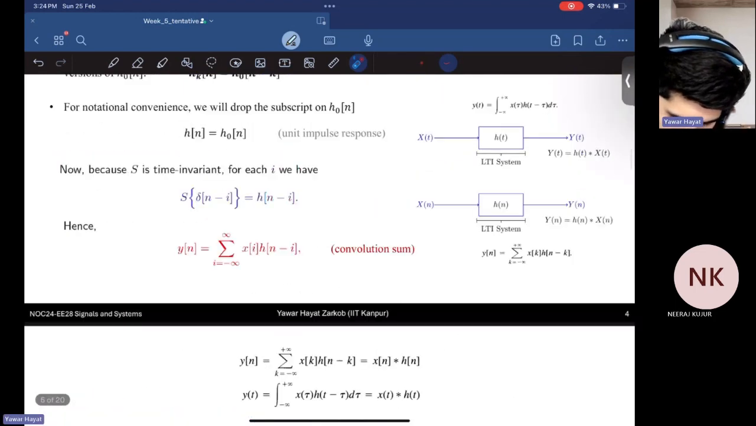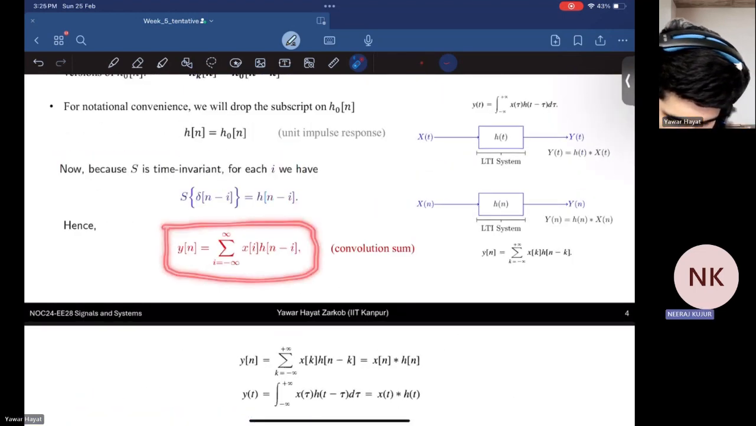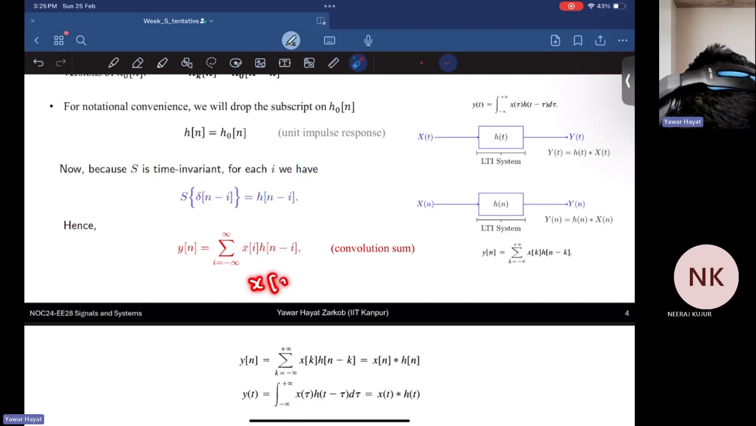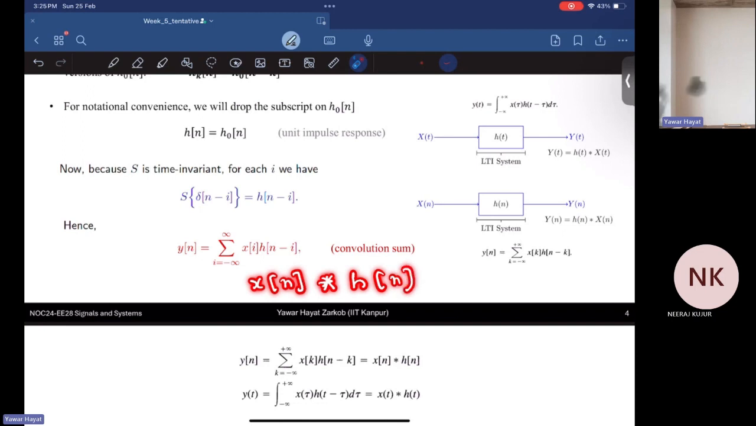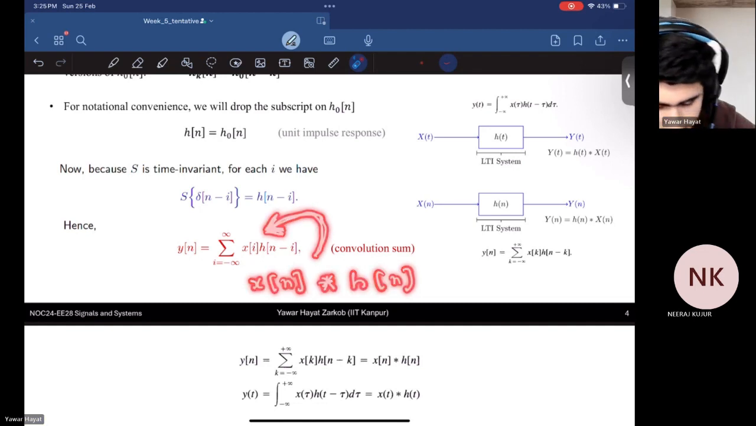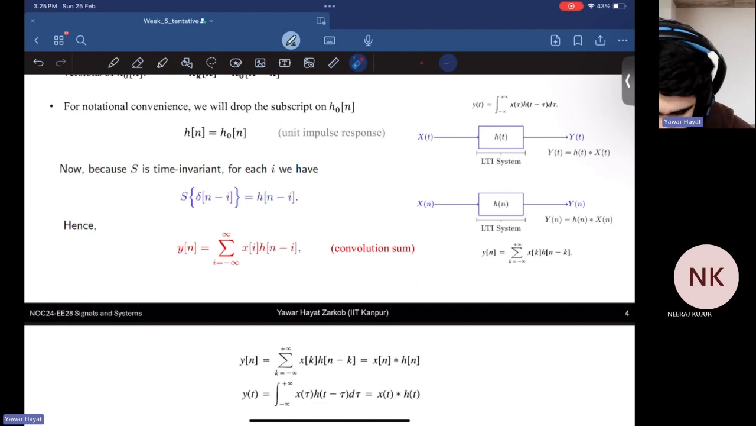I'll get this, the well-known convolution sum in the discrete case. So y of n is the summation, i varies from minus infinity to infinity, of x of i times h of n minus i, right? You also denote this by x of n convolved with h of n, right? They both mean the same. This is what this convolution sum actually is.